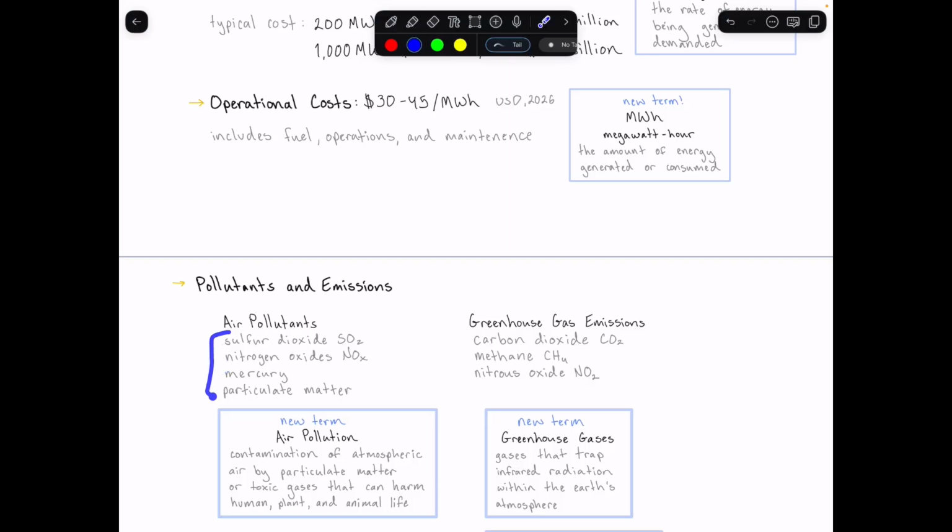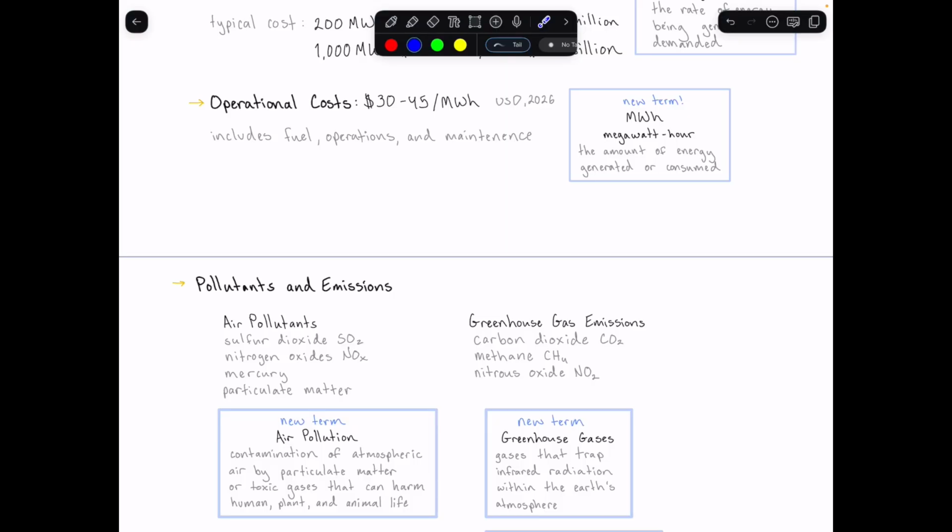Some of the health impacts of these are smog, and they can cause asthma and cardiovascular diseases, but I'm not going to go into too many of those details here. The exact health impacts of these are going to be discussed in more detail in Unit 4 of this course, Environmental and Social Impacts. And then for greenhouse gas emissions, carbon dioxide, methane, and nitrous oxide are the greenhouse gases that are typically emitted from coal-fired power plants.